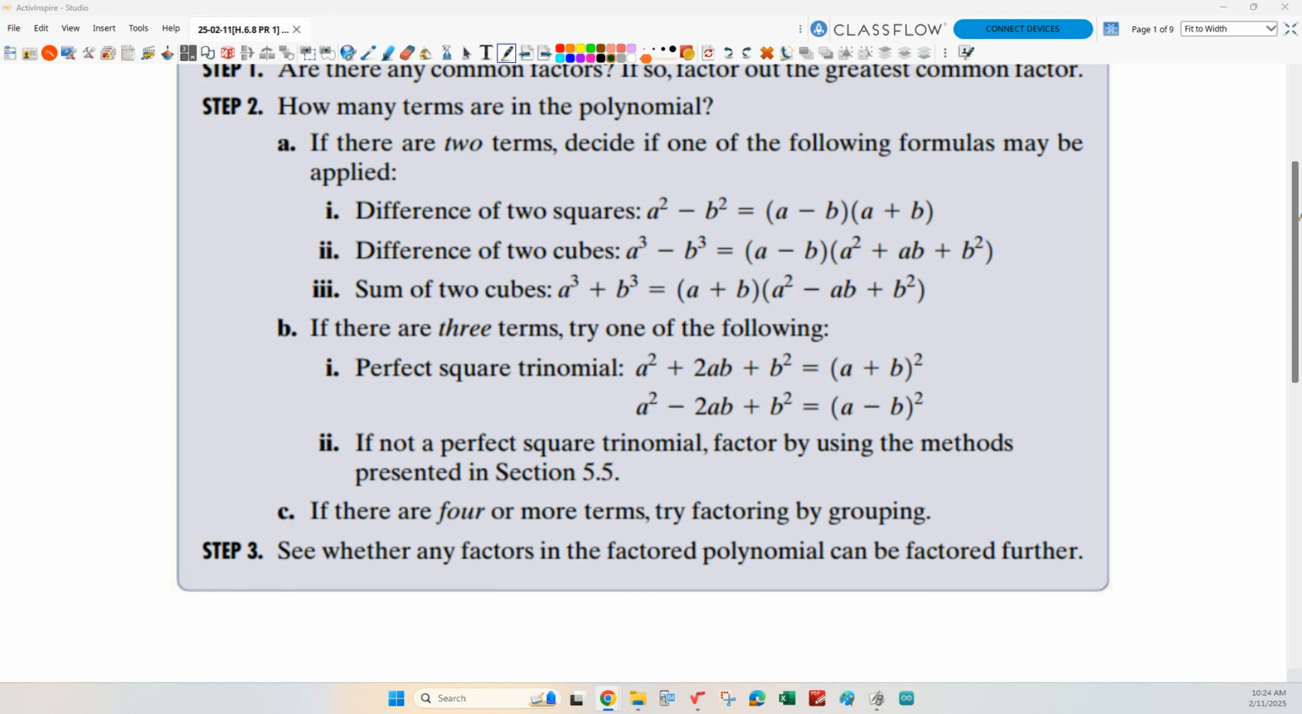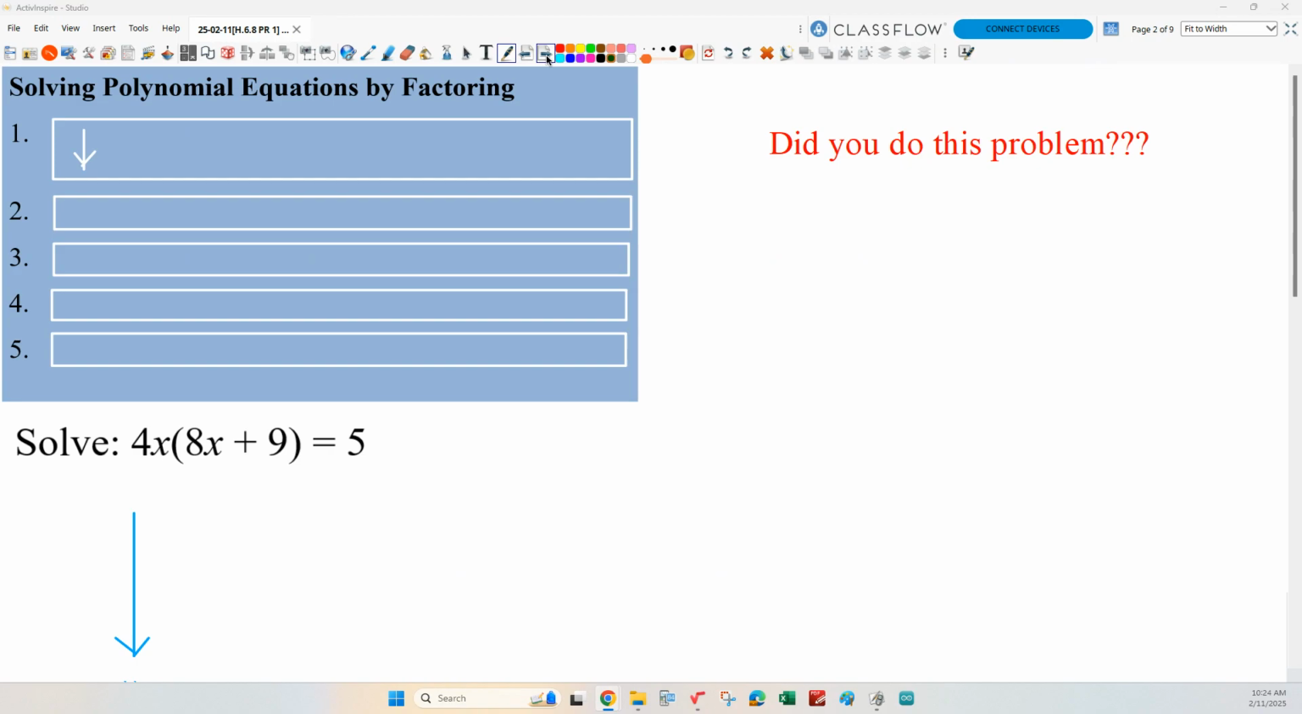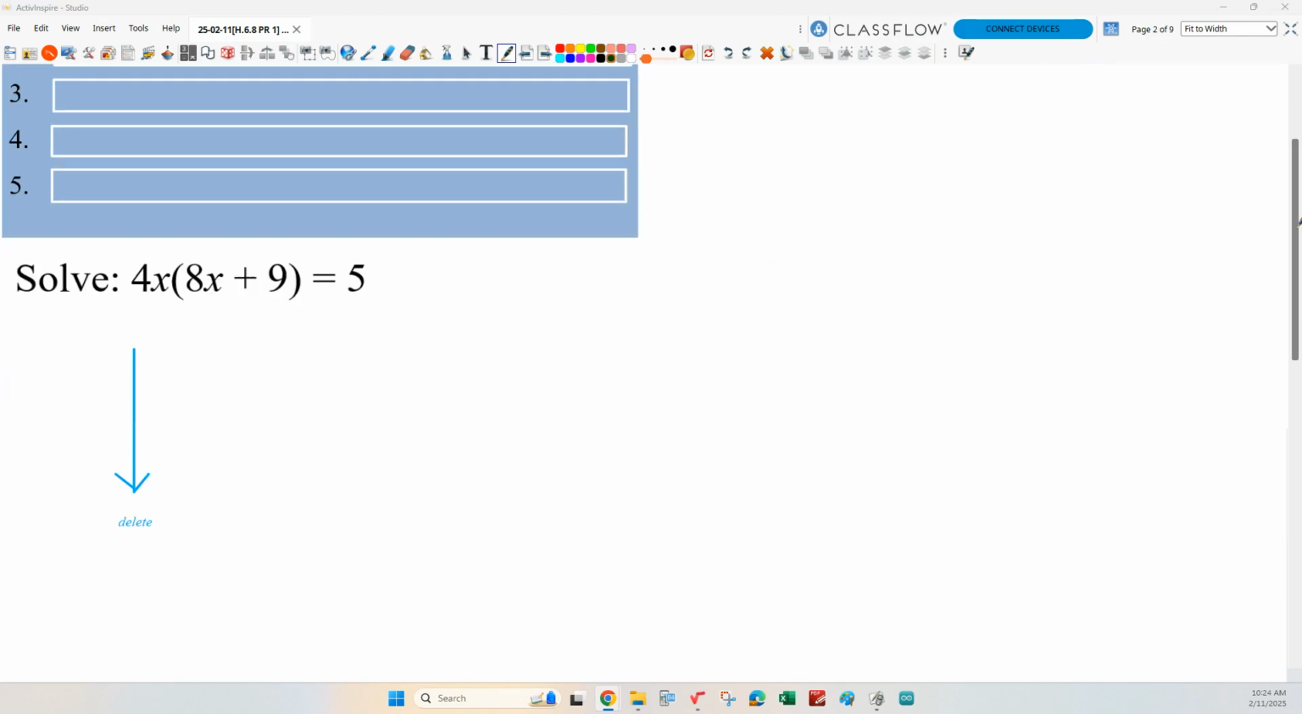And then once you're done with all that, you see if you can go further. See if any of those factors can be factored any further. We've had a lot of practice with that. Did we do one like that yesterday? Do you remember going through one like that? Okay, we don't have to go through the whole thing, but what would your strategy be here if that's what you're starting with?